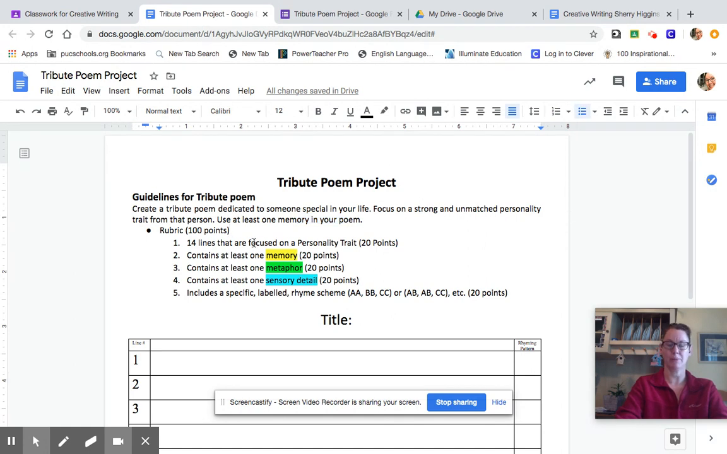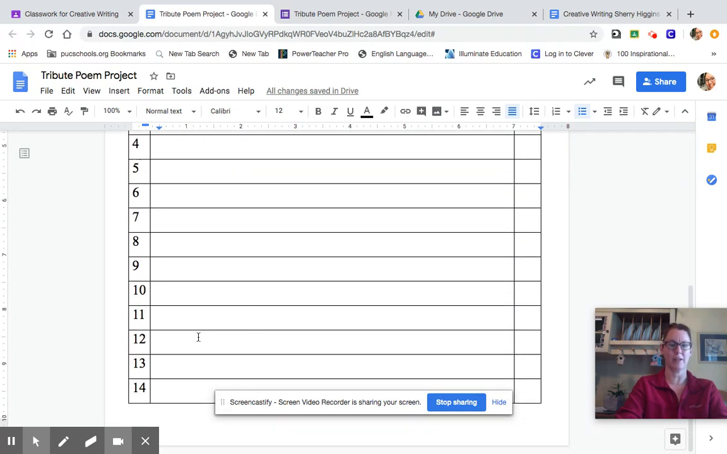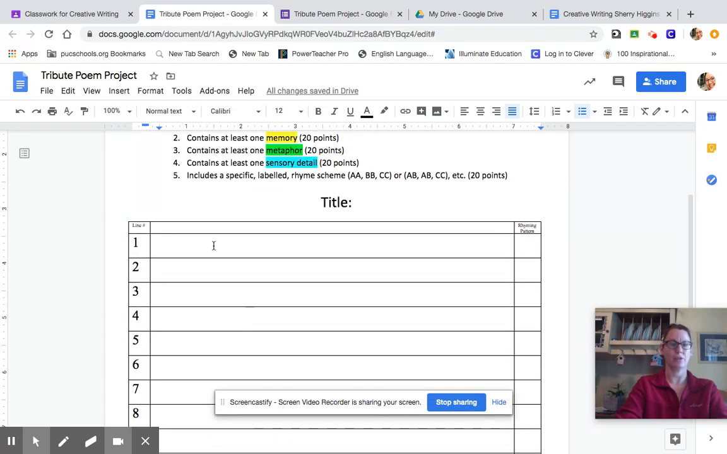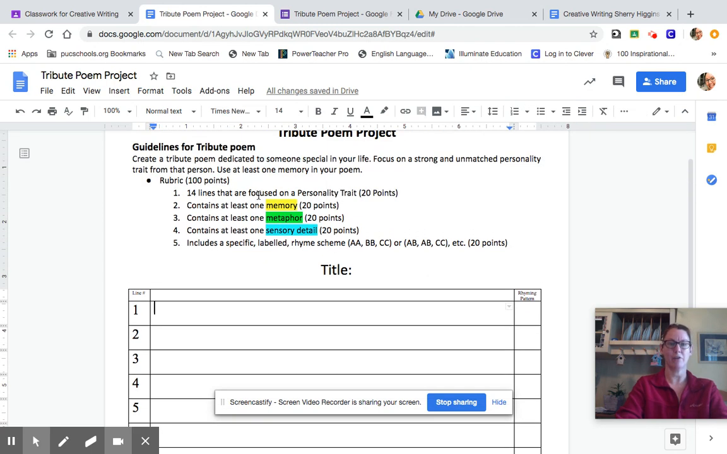So here's how you're going to be graded. It's 100 points. And notice here, it's going to be 14 lines. I've already got the lines numbered for you. So you'll just type right in here, line 1, you'll start typing. So 14 lines that are focused on the personality trait. Make sure that the whole thing is focused on this person and his or her personality. 20 points for completing all 14 lines.